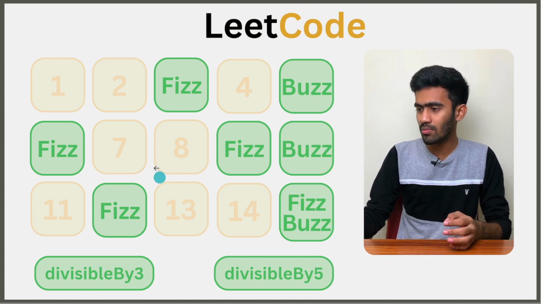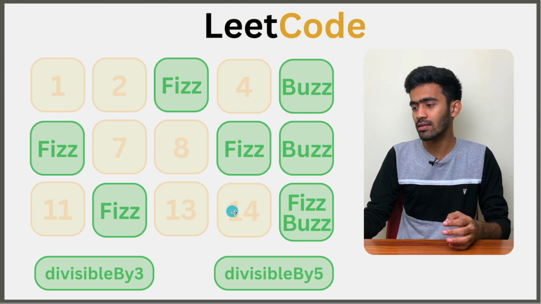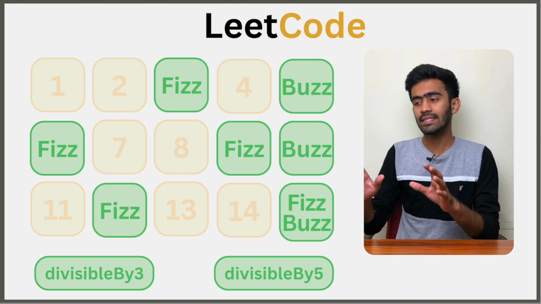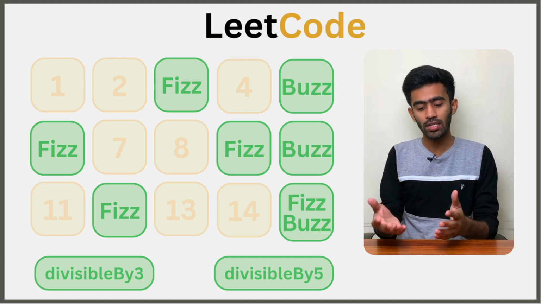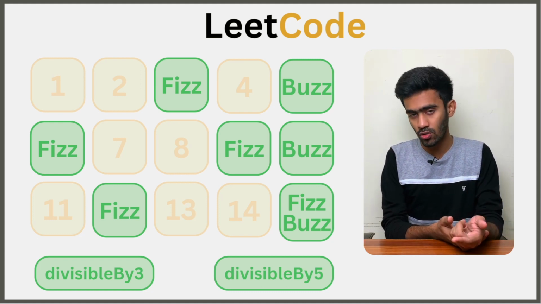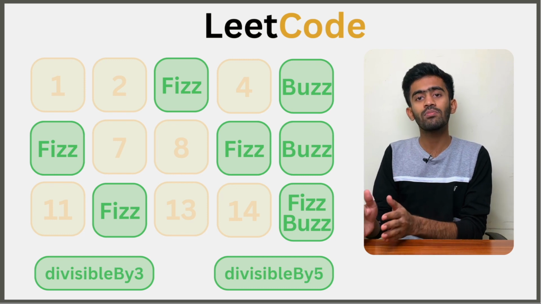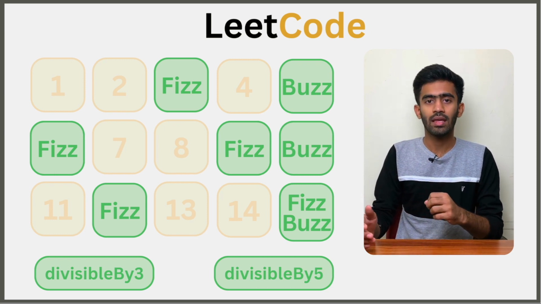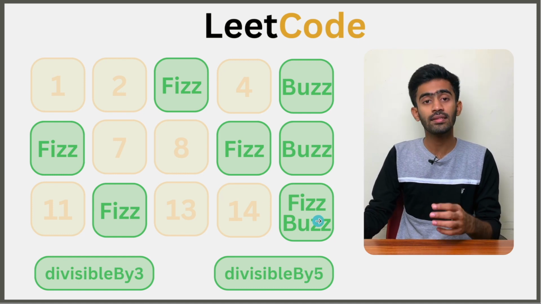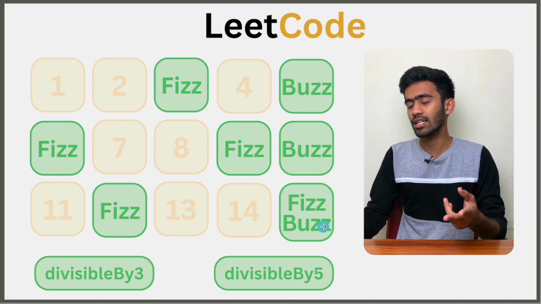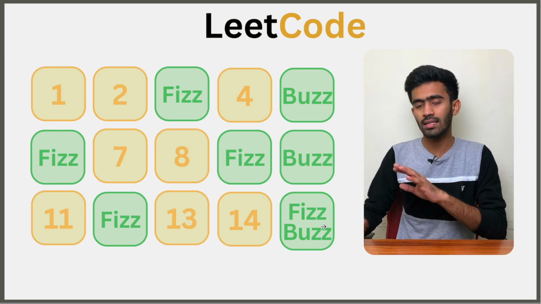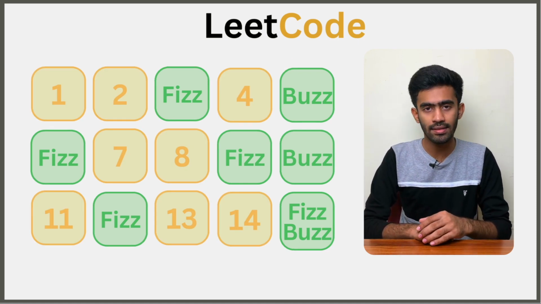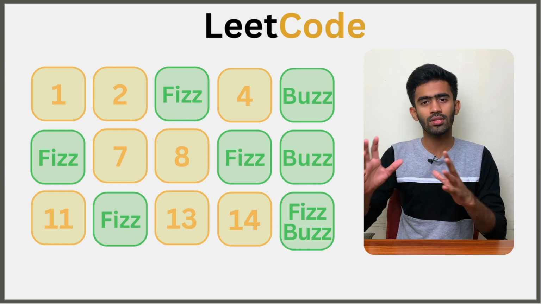So all the other numbers like 1, 2, 4, 7, 8, 11, 13, 14 are neither divisible by 3 nor by 5. Hence, they remain as it is. The numbers which are divisible by 3 get changed to Fizz, and numbers which are divisible by 5 get changed to Buzz. And the only number here that is divisible by both gets changed to FizzBuzz. So this is our resultant list, and we would have to return this list as our answer. So I hope you understood the gist of this question.